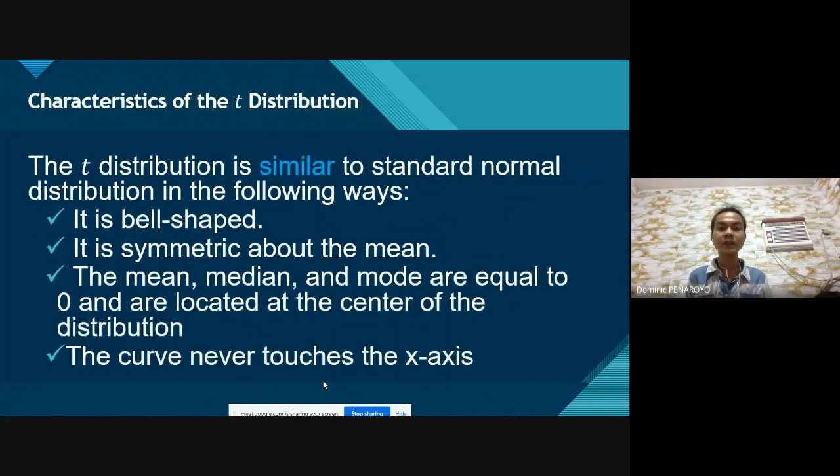Let's proceed with the characteristics of the t-distribution. The t-distribution is similar to the standard normal distribution in the following ways. First, it is bell shaped. Second, it is symmetric about the mean. Third, the mean, median, and mode are equal to 0 and are located at the center of the distribution. And last, the curve never touches the x-axis, or simply, it is asymptotic to the horizontal axis. I hope that you can still remember the properties that we have for the normal distribution.